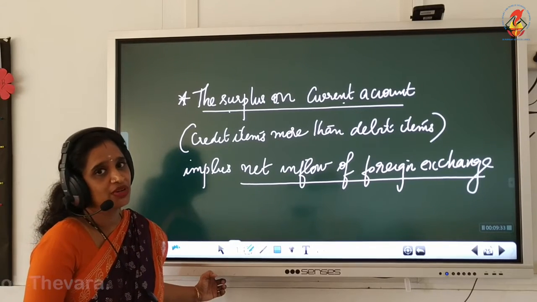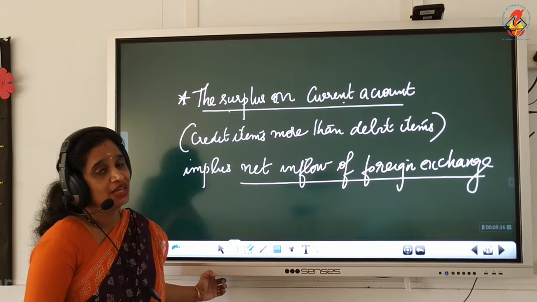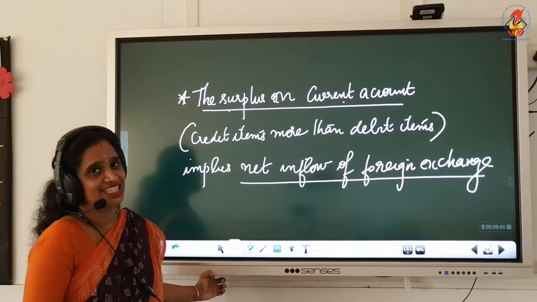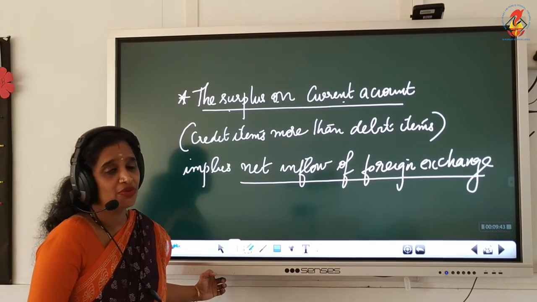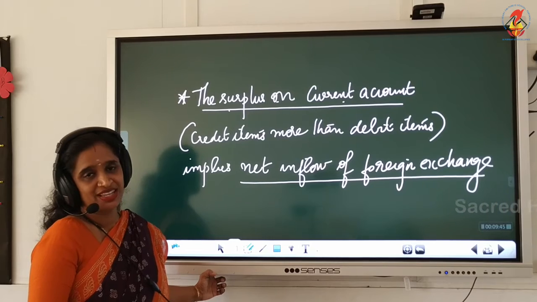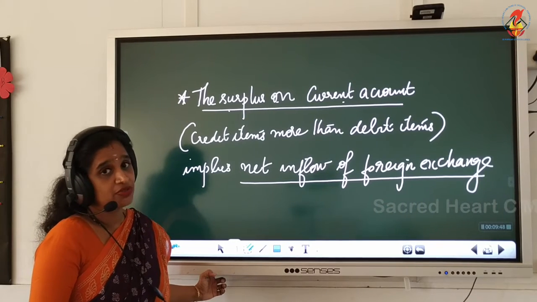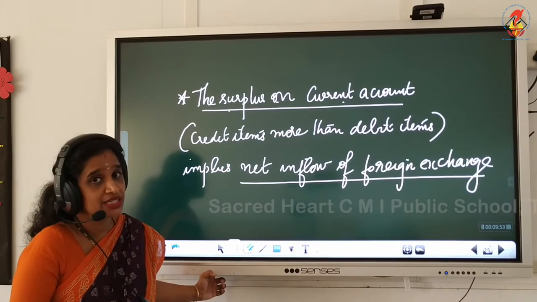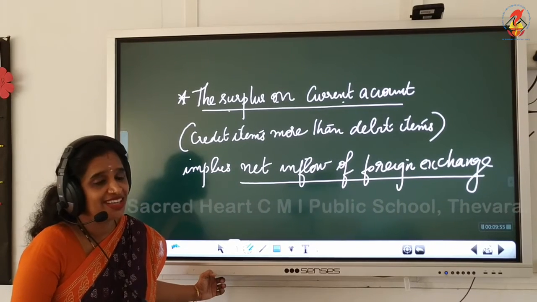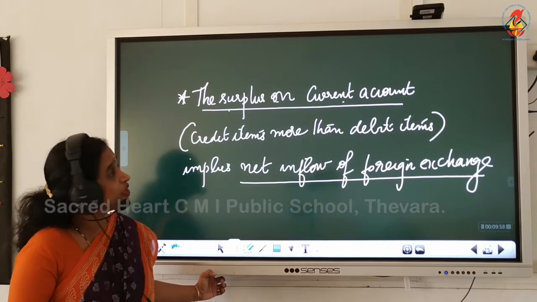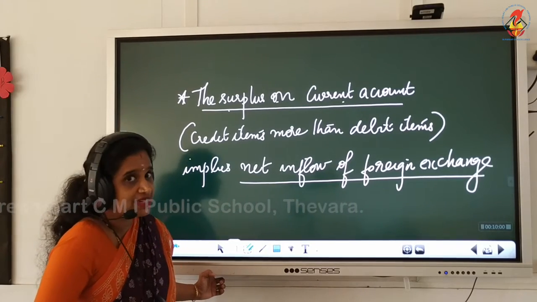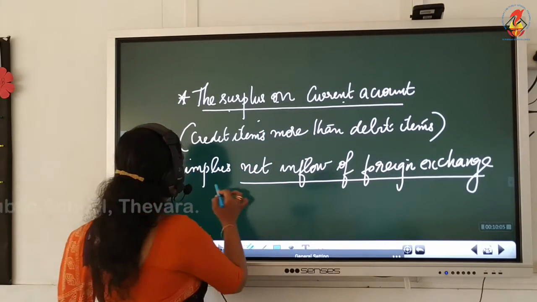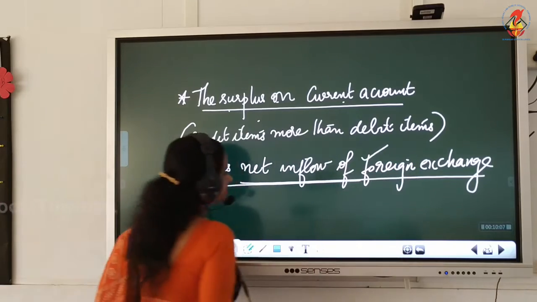Export of goods will be more. Export of services will be more. Receipts of unilateral transfers will be more, because there is more inflow of foreign exchange. Understood? If export of goods and services is more, that means inflow of foreign exchange, which means the credit side is more than the debit side. So if the credit items are more than the debit items, we can say there is a surplus in the current account. So it represents what? Net inflow of foreign exchange.